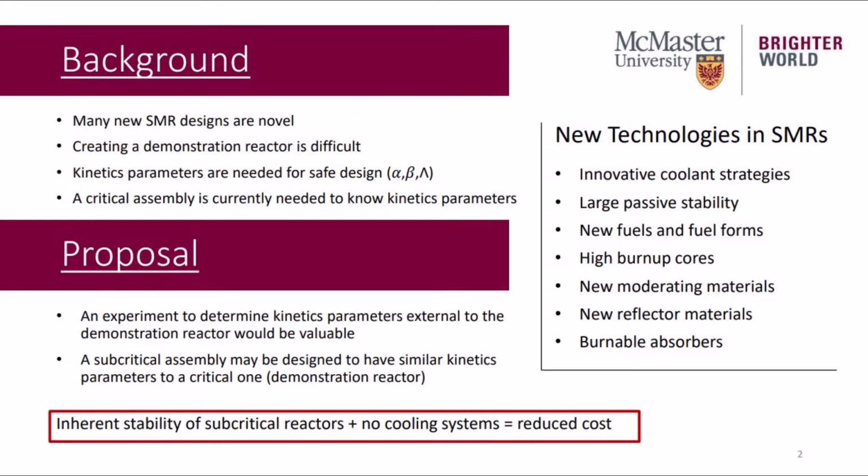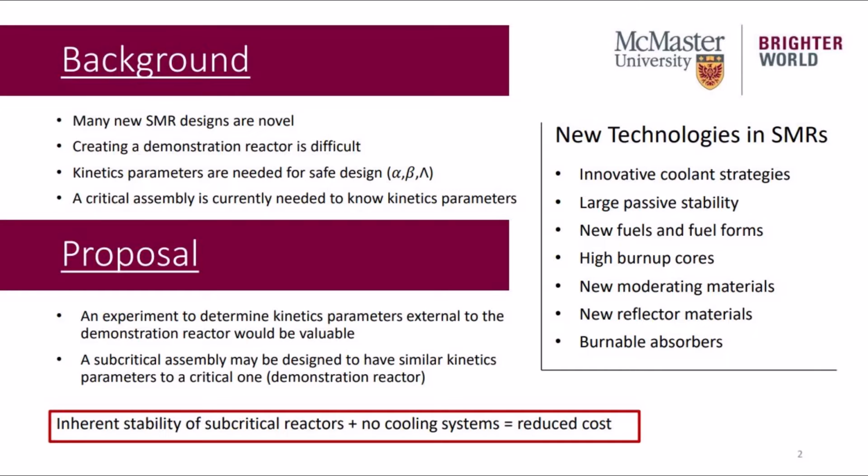The kinetics parameters of a nuclear reactor, namely the reactor temperature coefficient, alpha, the delayed neutron fraction, beta, and the prompt mean generation time, lambda, are essential to ensuring safe design and operation. Currently, the only way of validating these kinetics parameters is in a critical assembly, offering a unique problem with the creation of a demonstration reactor. An experiment to determine the kinetics parameters external to a demonstration reactor would be valuable.